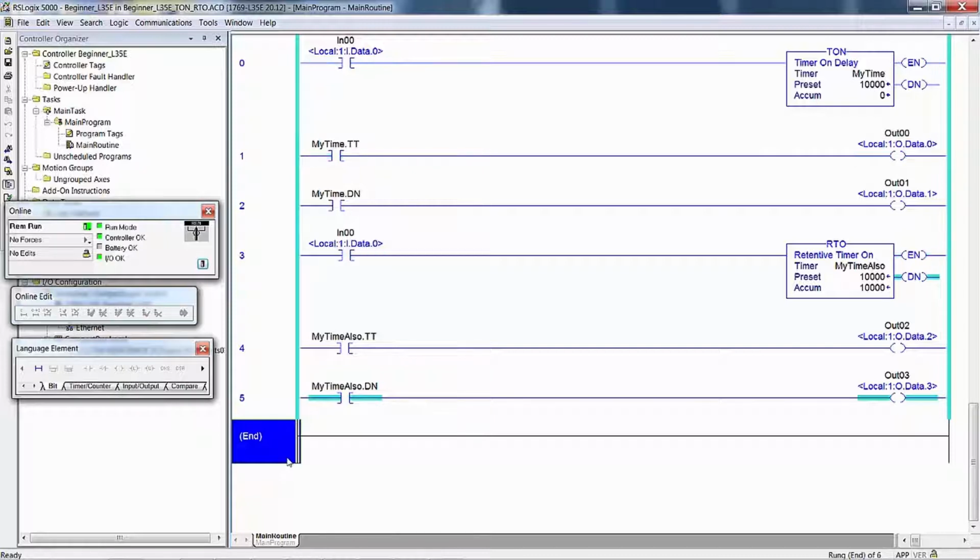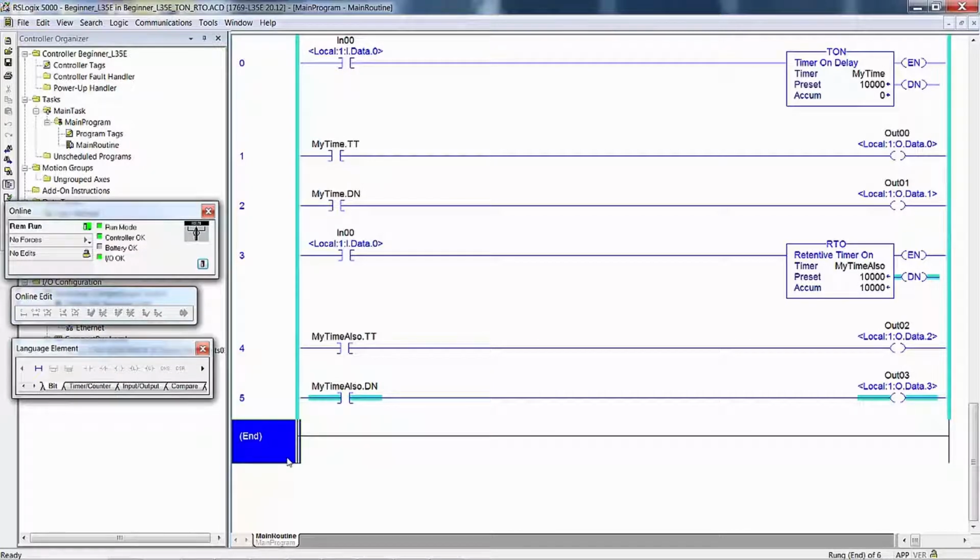So we're on for 2 seconds and went back off. Well, because we didn't reset the RTO instruction and its timer data type, it didn't accumulate. But you notice the TON did start to accumulate, and then when input 0 went back off, rung false, it cleared and went back. In the manual it says, well, there's trouble in River City, folks. One of them did not reset.